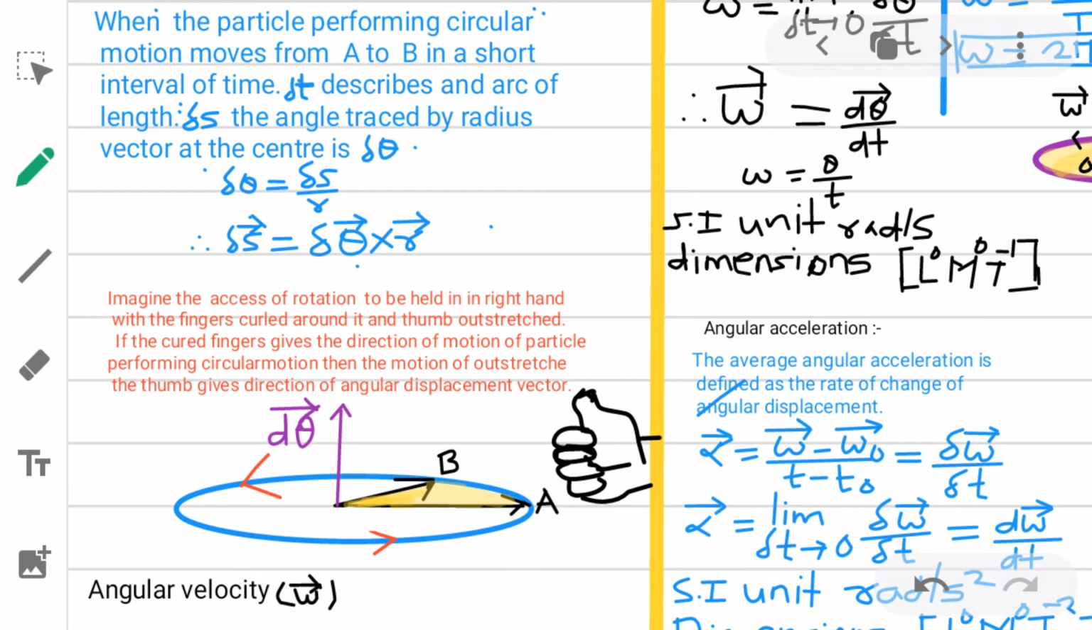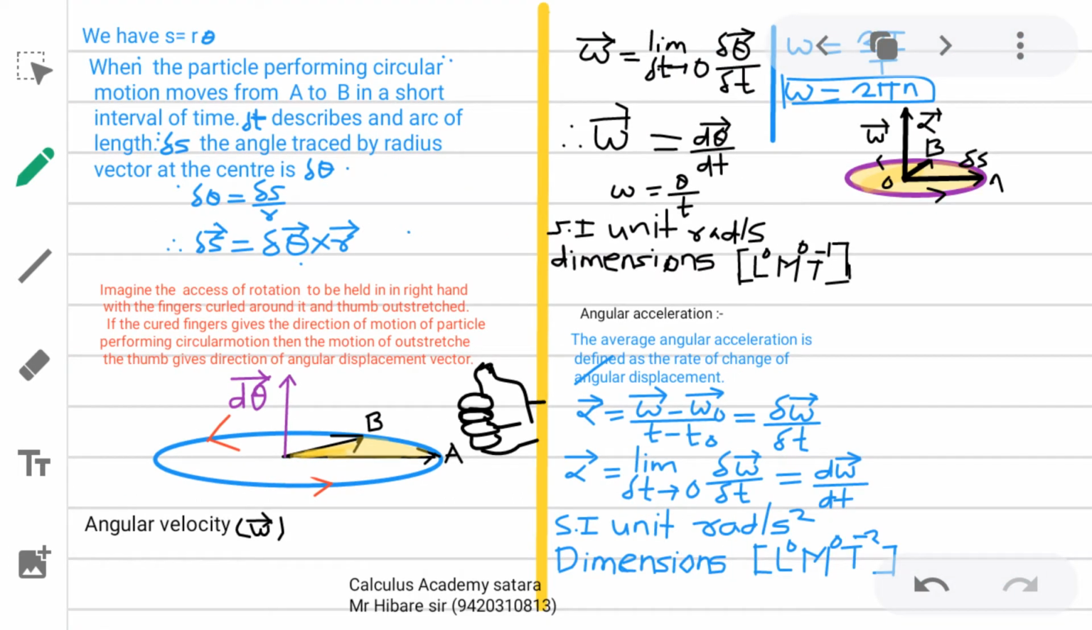Next point. As we know from mathematics, s is equal to r theta. Where the particle performing circular motion goes from A to B in a short interval of time delta t, it describes an arc of length delta s, and the angle traced by the radius vector at the center is delta theta. Therefore, theta is s upon r, delta theta is equal to delta s upon r, and delta s is equal to r into delta theta.